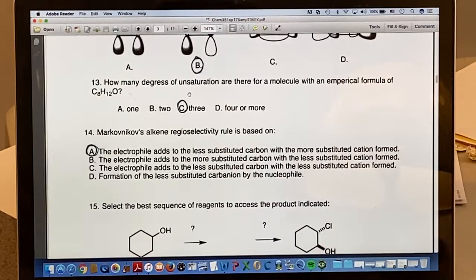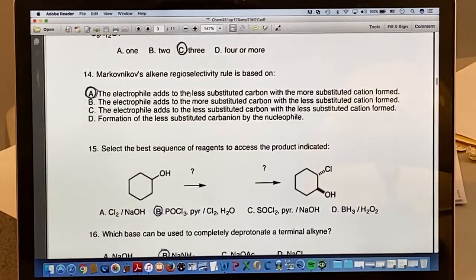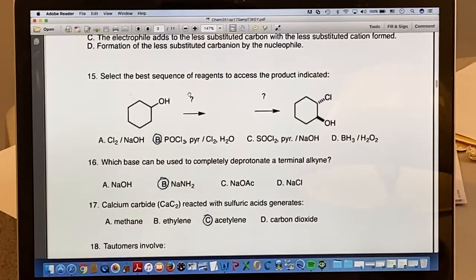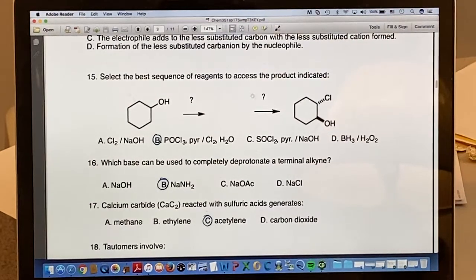Degrees of unsaturation, make sure you know how to do that. Let's see, select the best sequence. Oh, so here's a synthesis problem. Given the product here, it's a chlorohydrin. So you probably need an alkene right here. So how do you get an alkene from that? No, you don't want to form the bromohydrin right away. This combination of reagents is not for alcohols.